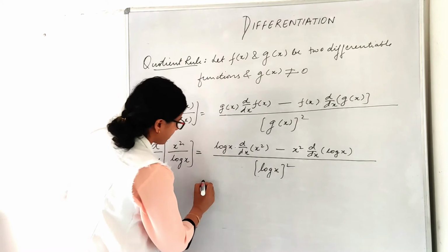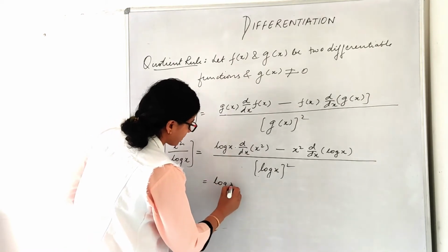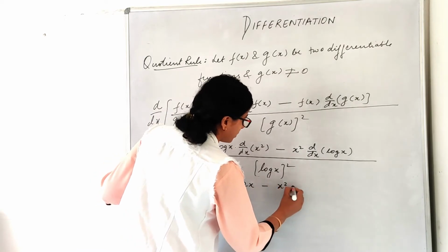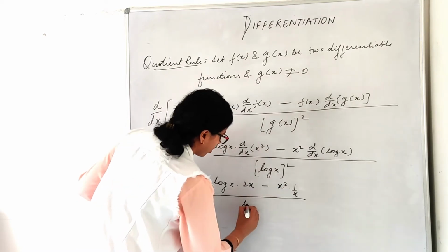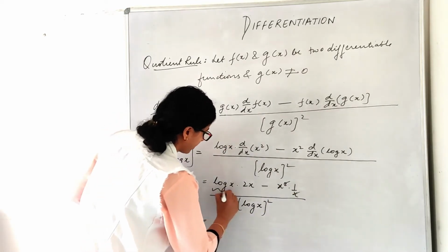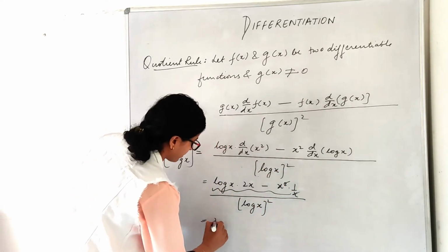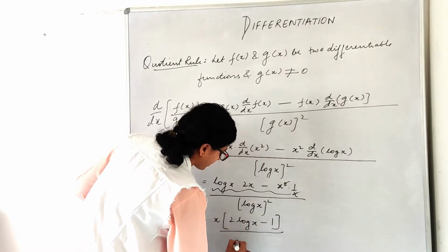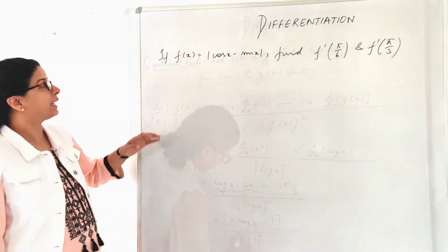Now let us take the differentiation of this part. So log x into differentiation of x square is 2x, minus x square into 1 by x, upon log x whole square. We can cancel this part, and from here I can take out x common. Taking x common, I am left with 2 log x minus 1 on log x whole square. Let us check this question.